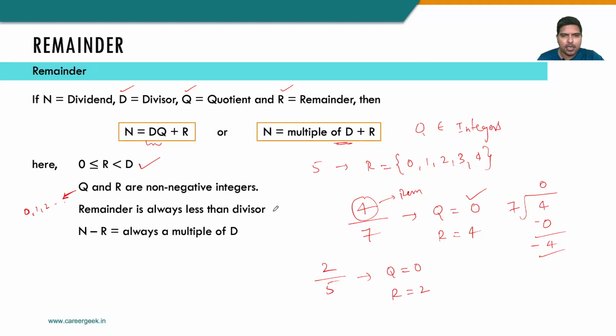Remainder is always less than divisor. We have seen if divisor is 5, the maximum remainder can be 4, nothing more. n minus r is always a multiple of d. Obviously, from this, if we see, n minus r is a multiple of d because the value is dq, where q can be any integer. So all of these points, I guess, are clear.